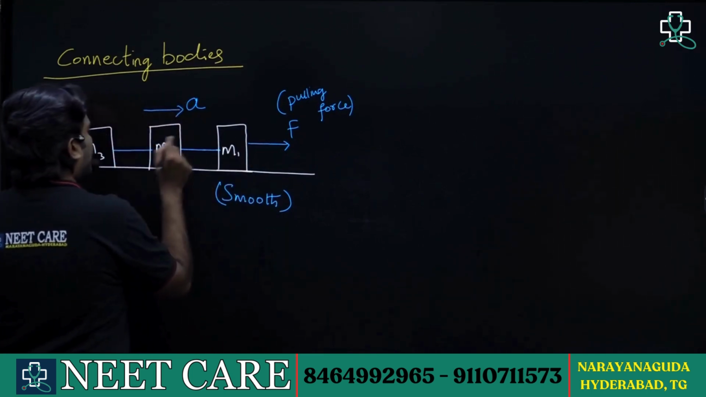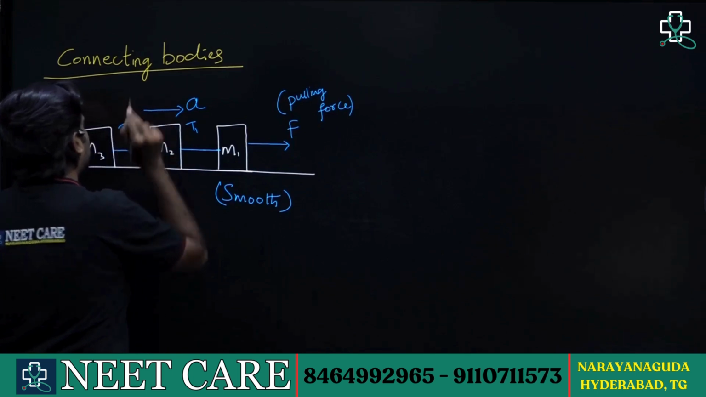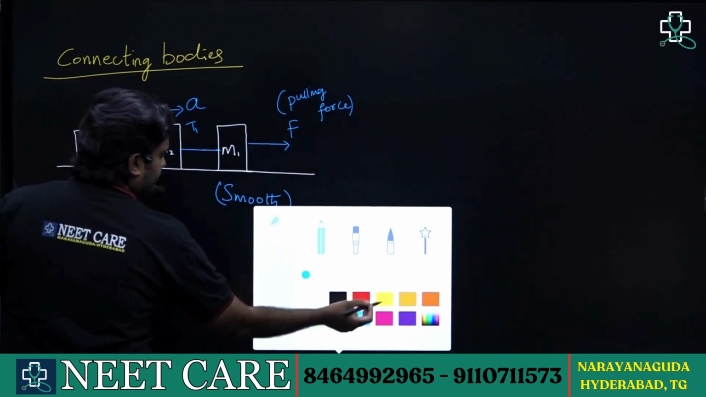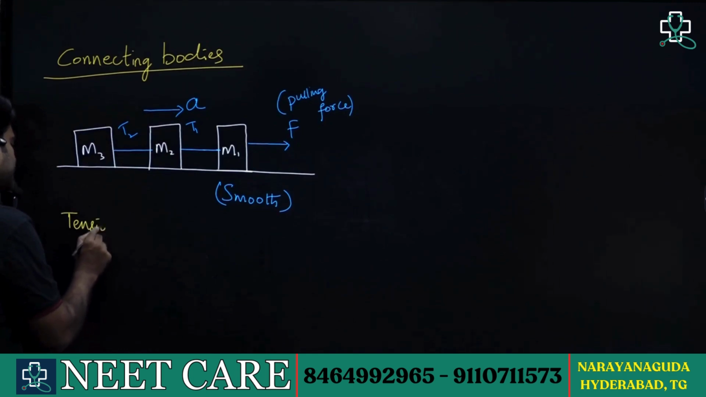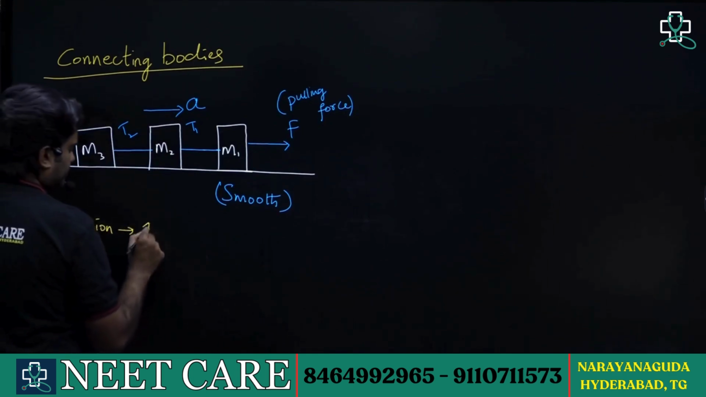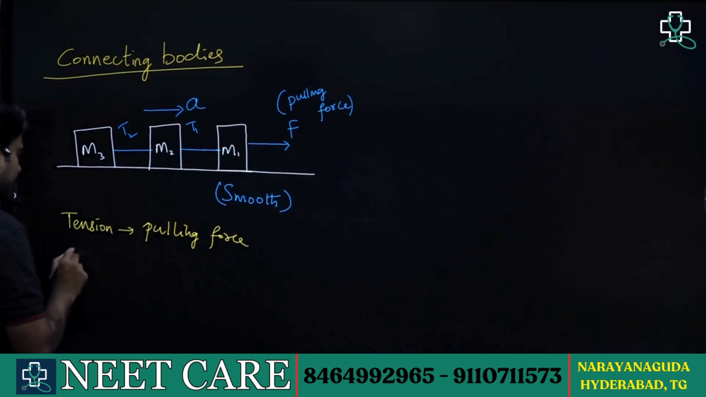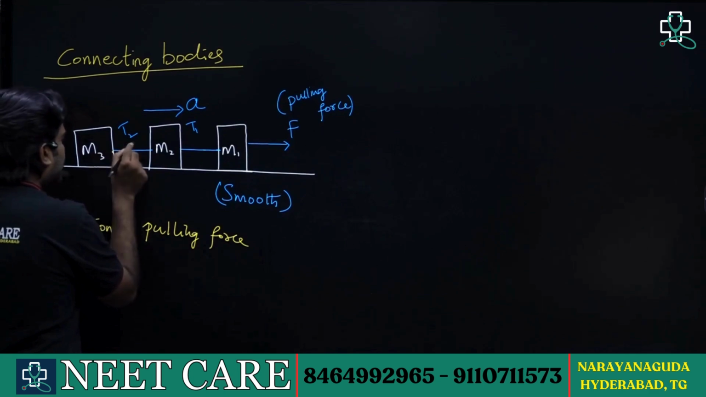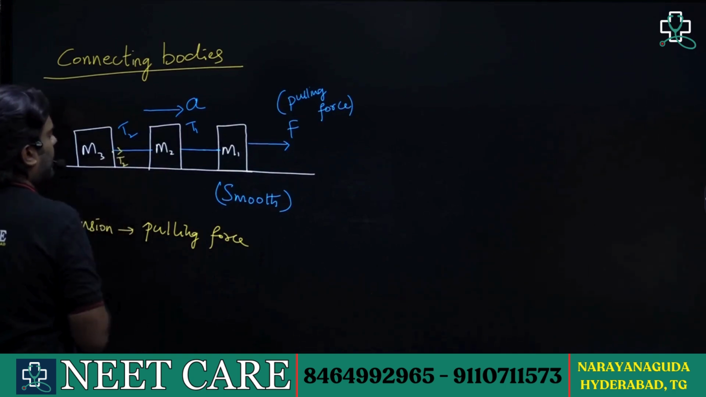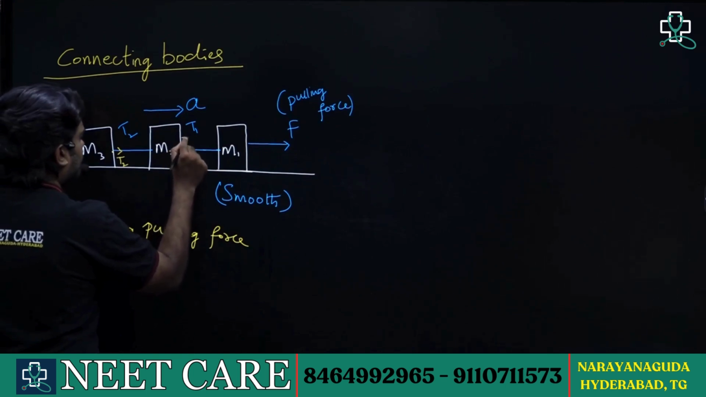So tension between M1, M2 is T1, and between M2, M3 is tension T2, you assume it. Now the direction of the tension: since tension is always a pulling force, it pulls the object. M3 is pulled by T2, therefore the direction of T2 on M3 will be like this, and similarly M2 will be pulled by this T1.